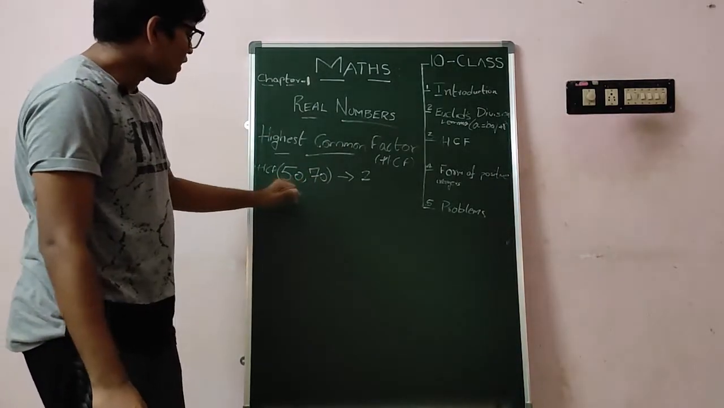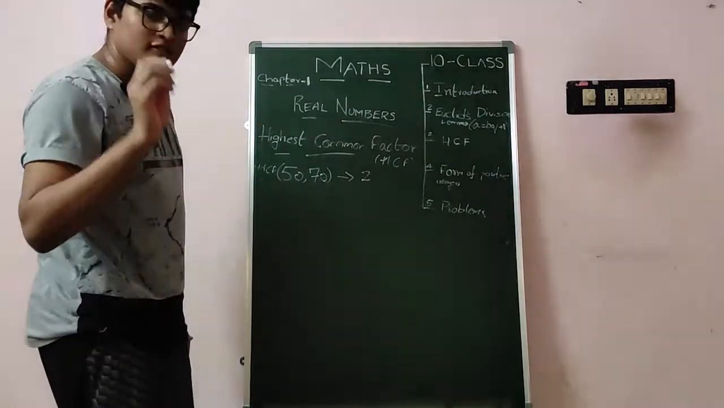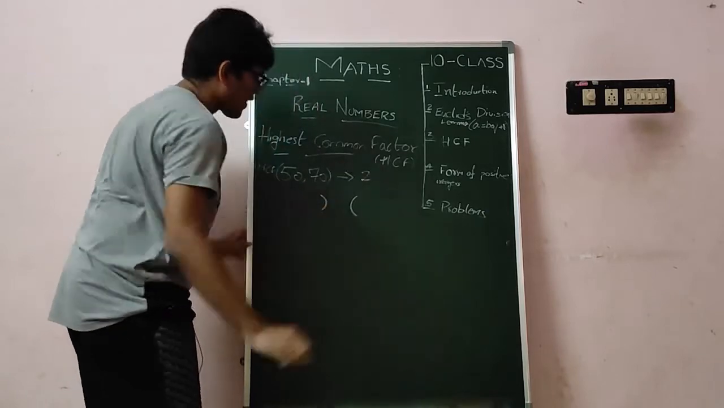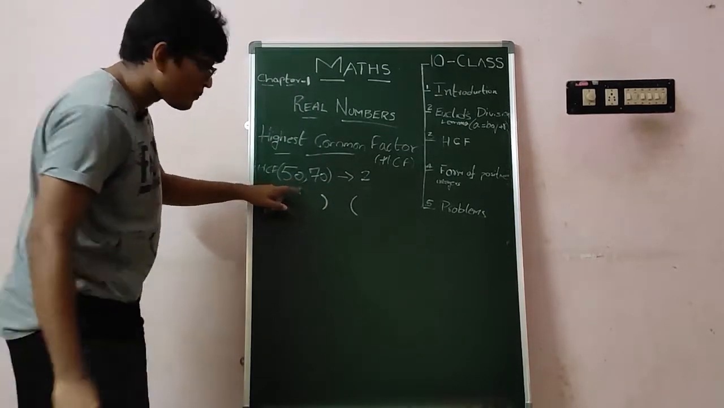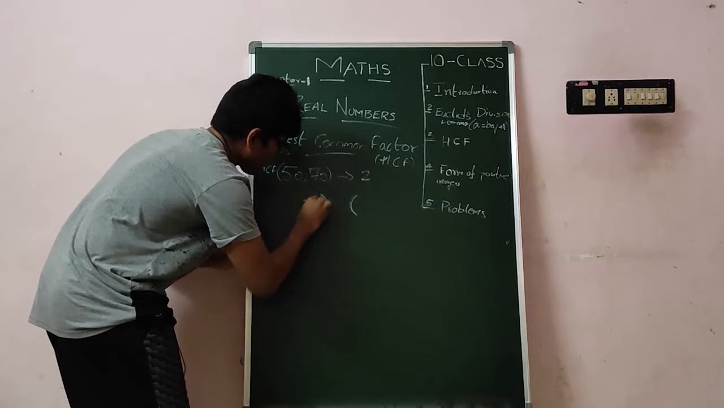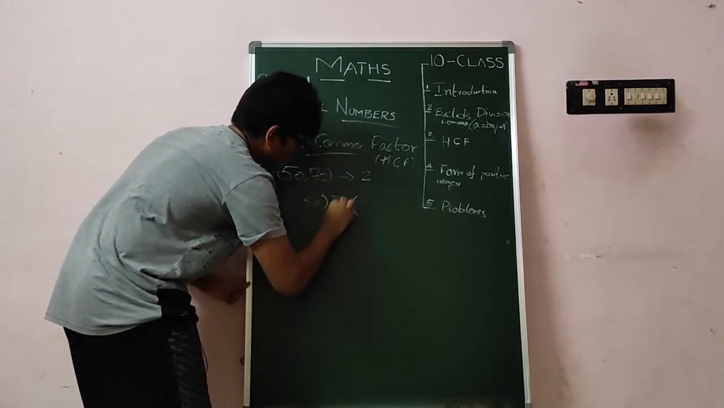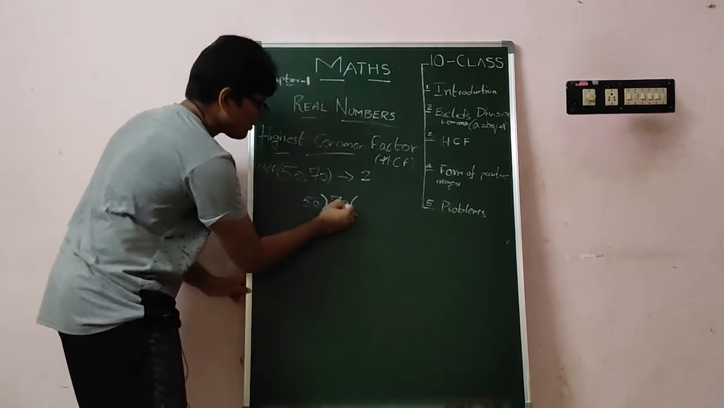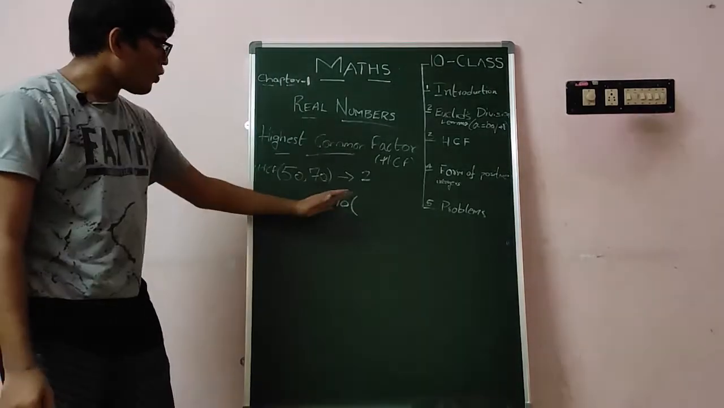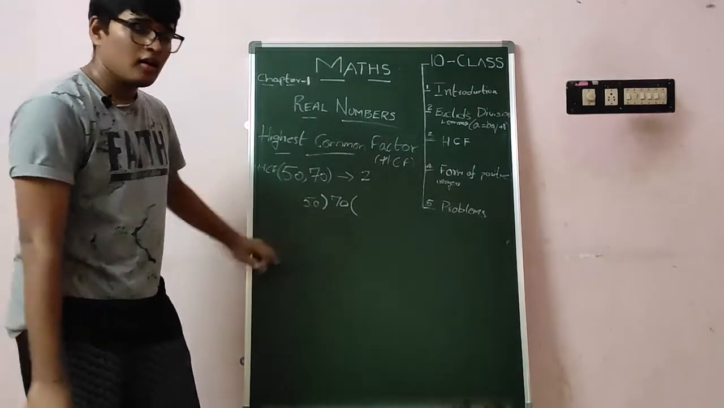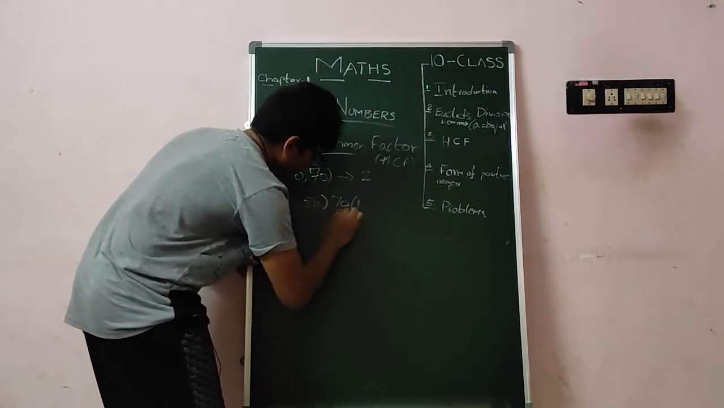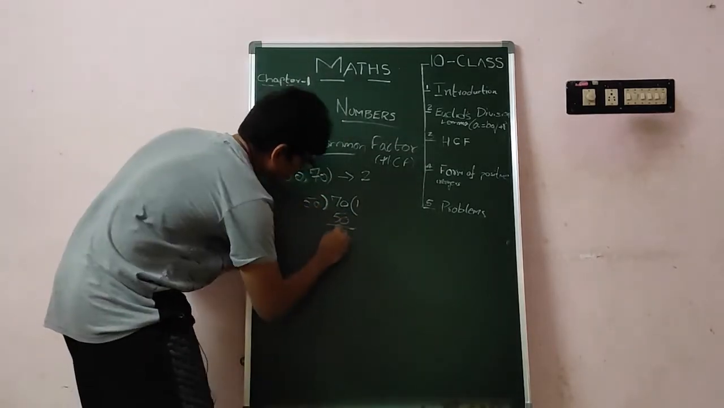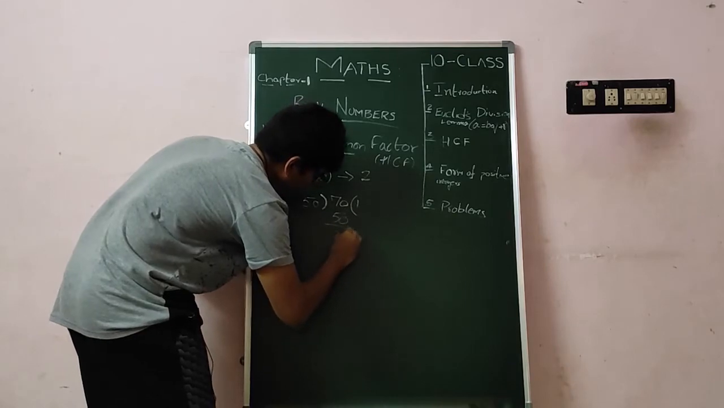Okay, students, we are starting the problem. Listen carefully. First of all, draw two brackets, the smallest number on the left side of the bracket and the largest number in the middle. Now you know the normal division, students. How many times can we cancel this? One time. We subtract and get 20.